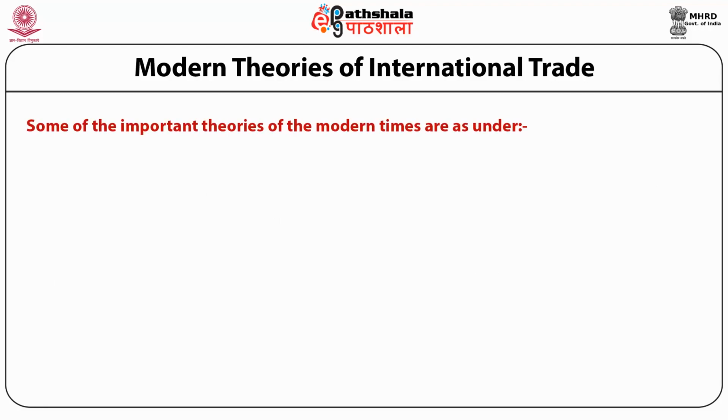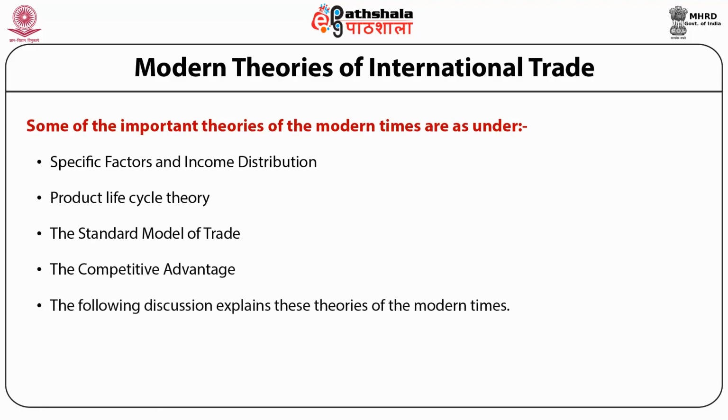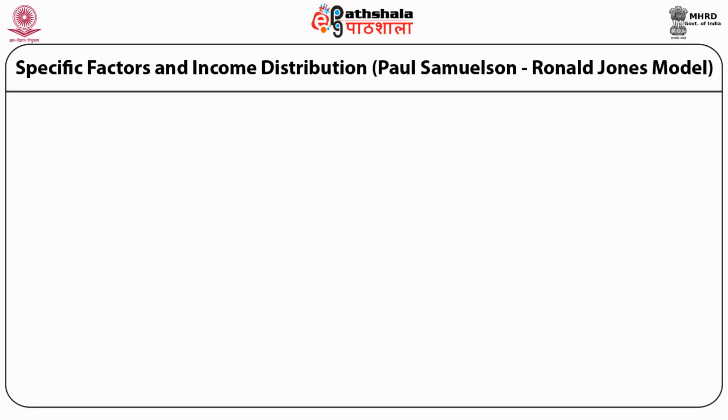The age of competition has given way to collaboration, and the theories of yesteryears have undergone a shift. Some of the important theories of modern times are as under: specific factors and income distribution, product life cycle theory, the standard model of trade, and competitive advantage. The following discussion explains these theories of modern times. Let us discuss the specific factor and income distribution model.